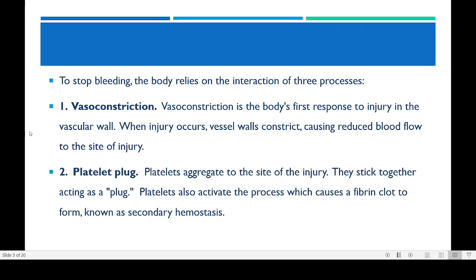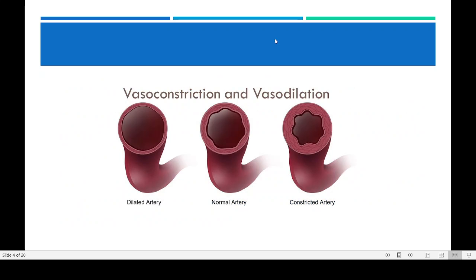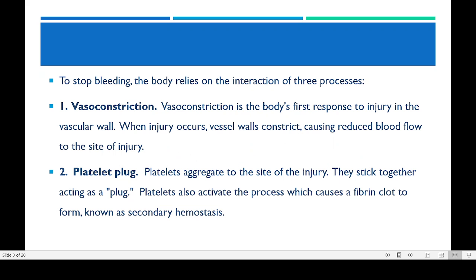So if more blood is coming to the site of injury, more blood will be lost from the body. So what the body is doing is reducing the diameter of the blood vessel, so that less blood will be coming to the site of injury.